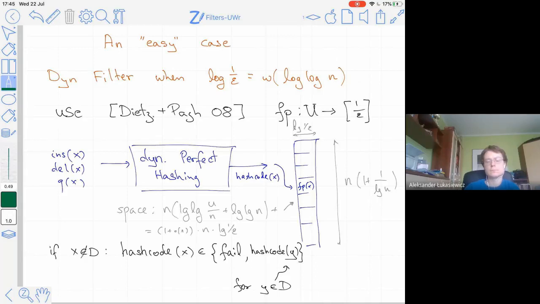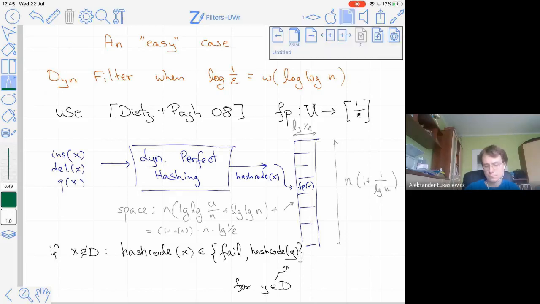So this is like an easy case. For some reason, people in the literature did not point out that it was already solved in some sense. Okay. There's another solution, but let's okay.